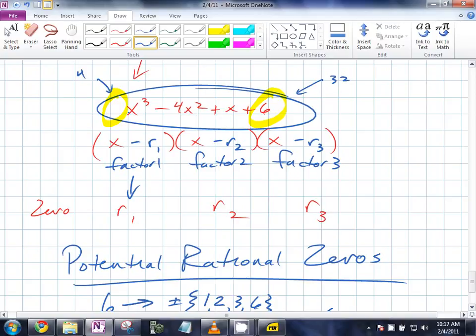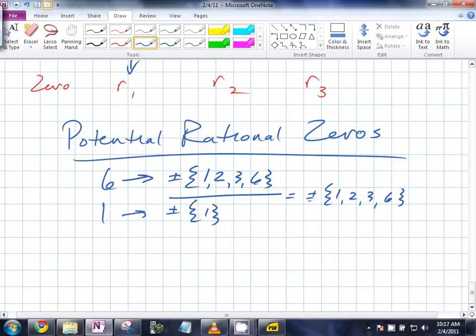Small, positive. Each potential rational zero has an equal chance of being a zero. So start with the easiest ones to test. Are you ever going to test all of these? No, because once you find one, you can start factoring. You don't just test all of these.